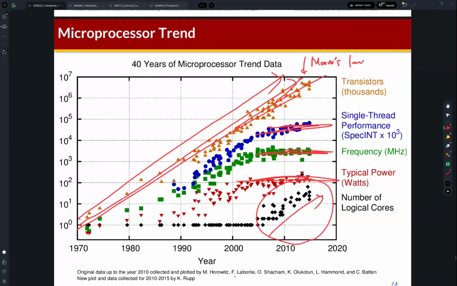So even though Moore's law continues, we cannot increase the frequency. We cannot increase the performance of single-threaded applications. But we are living in the multi-core era. Okay, so we can use the multi-core CPU. So the number of cores is increasing. Okay, so actually Moore's law continues.